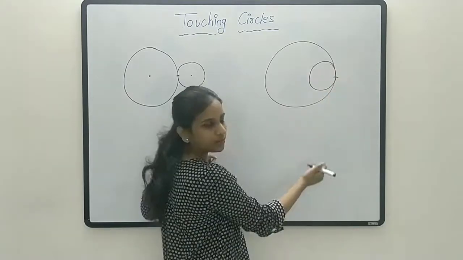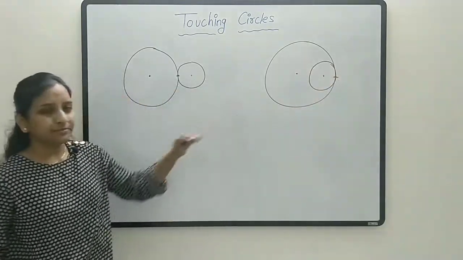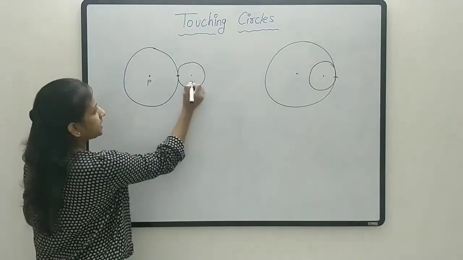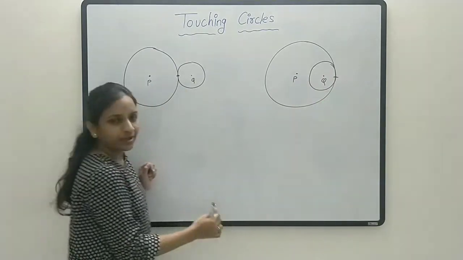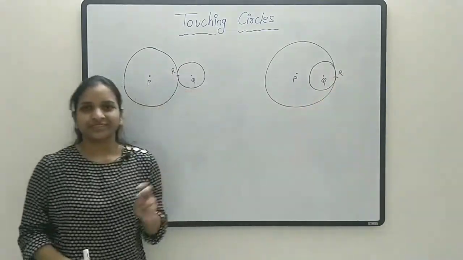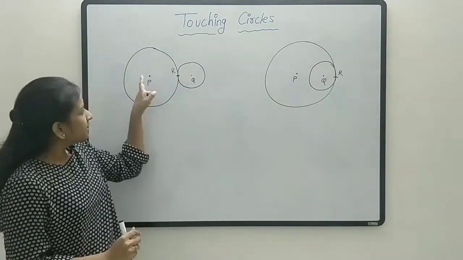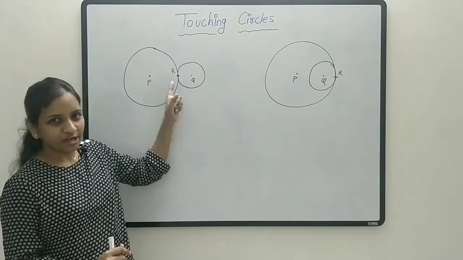Say this is the common point. Centers are like this and this is the common point. Let's name these points. Center of the big circle as P, center of the small circle as Q, and the common point, let's name it as R. Now always remember these 3 points: 2 centers and 1 common point of contact.